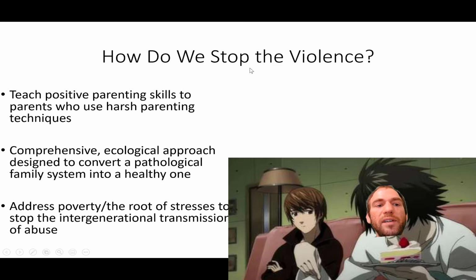How do we stop the violence? Teach positive parenting skills to parents who use harsh parenting techniques. Use a comprehensive ecological approach designed to convert a pathological family system into a healthy one, and address poverty and the roots of stresses to stop the intergenerational transmission of abuse.